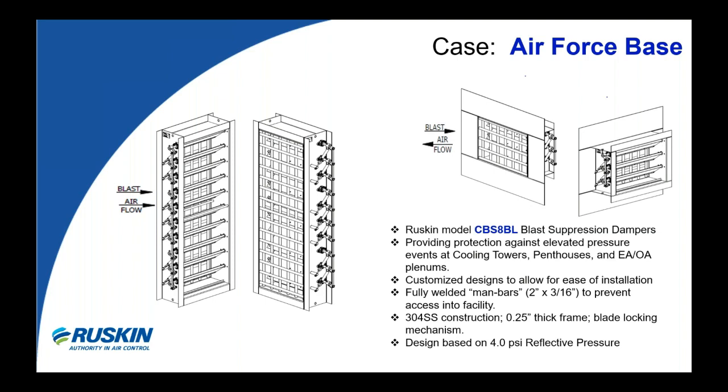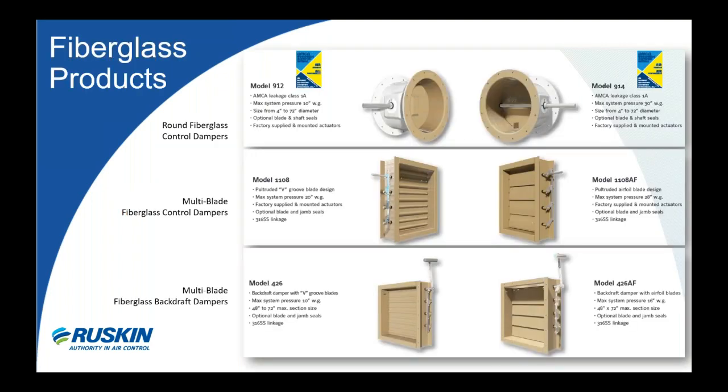So up to now, all highlighted products that I've talked about have been built using steel or aluminum material construction. Ruskin's product line also includes dampers which are fabricated using fiberglass reinforced plastic, or FRP. Round flange models for systems up to 30 inches of water gauge, multi-blade flange models for system pressures up to 26 inches of water gauge, and multi-blade and true round backdraft damper models for system pressures up to 16 inches of water gauge.